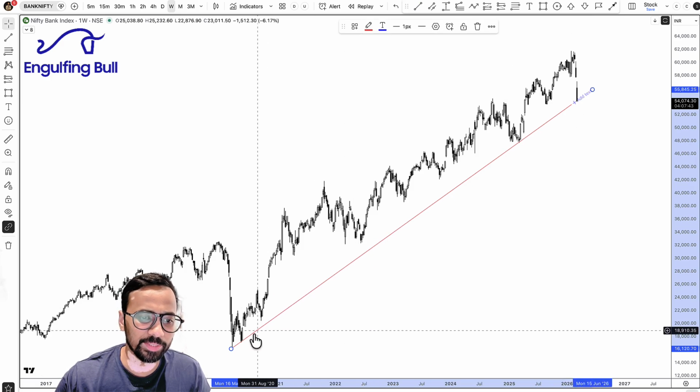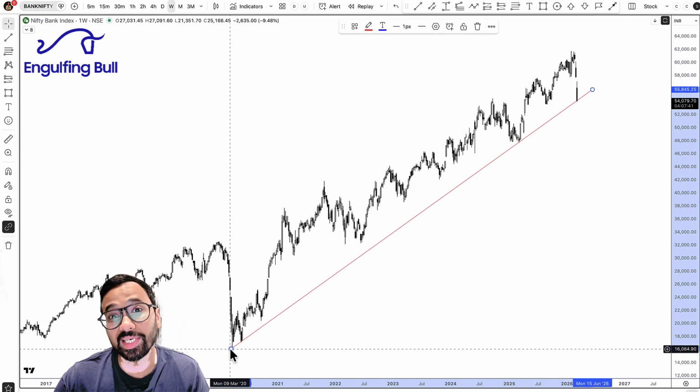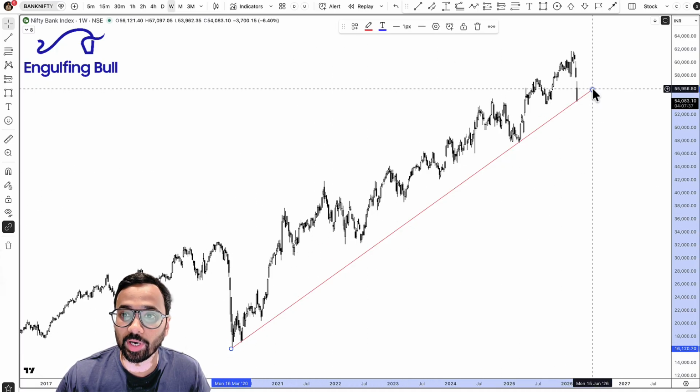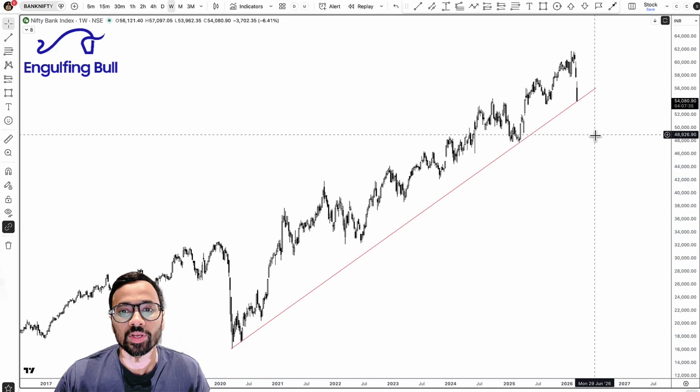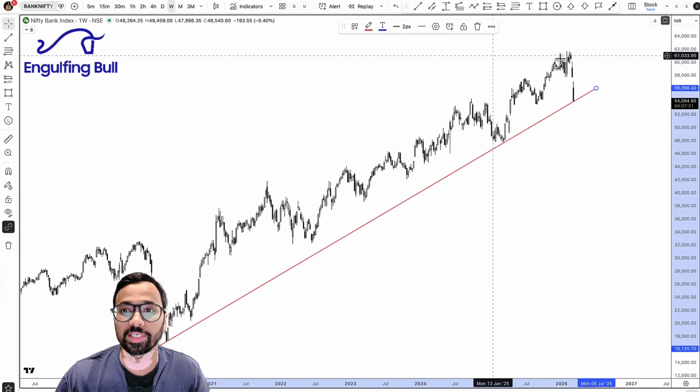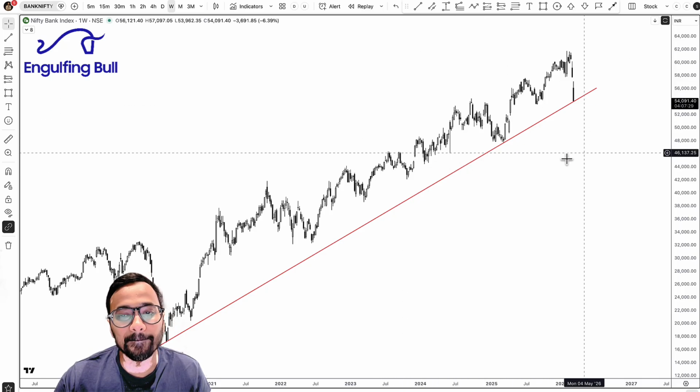So this trend line starts from March 2020, which is the COVID fall के बाद वाला. So आप देख सके हो, I've got 3 touch points here, right? They are beautiful. This is Bank Nifty, by the way. Okay, so I'm just gonna make it thicker. This is an amazing trend line.